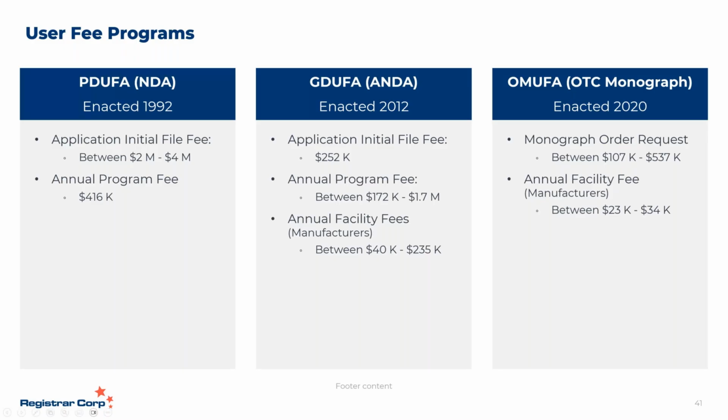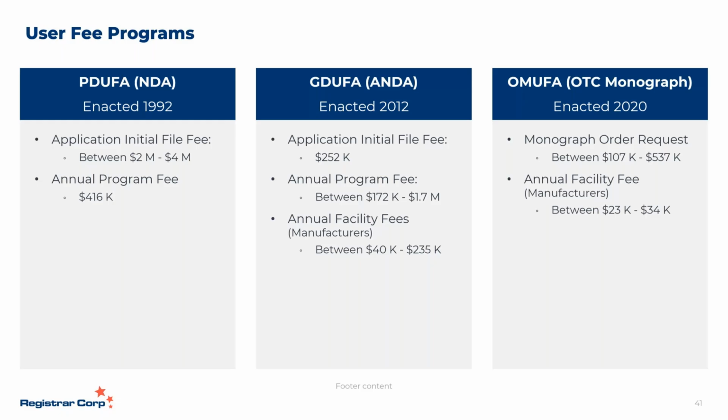For products marketed under an abbreviated new drug application, also referred to as generic drugs, there is the Generic Drug User Fee Amendments, similar to PDUFA. It is called GDUFA. This has been around for over 10 years. I remember when this was passed by Congress. The difference with this program is the addition of user fees incurred on the manufacturers of generic drugs. This fee has a big range, from $40,000 to $235,000.